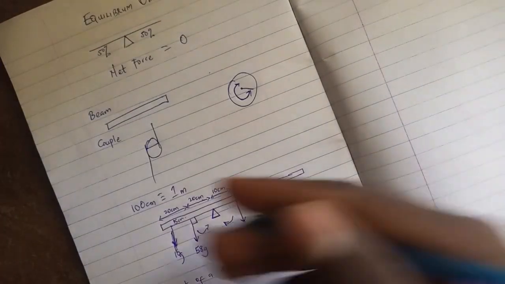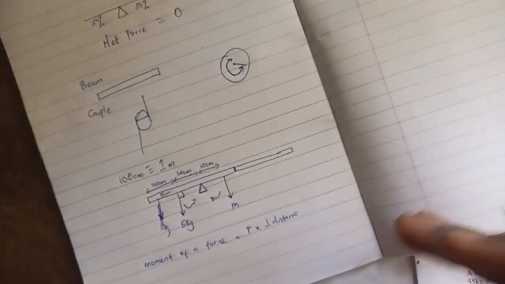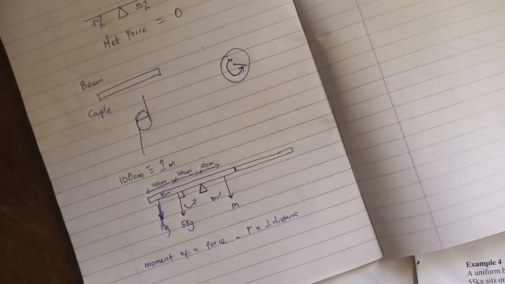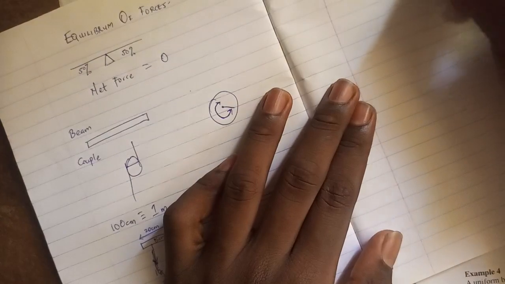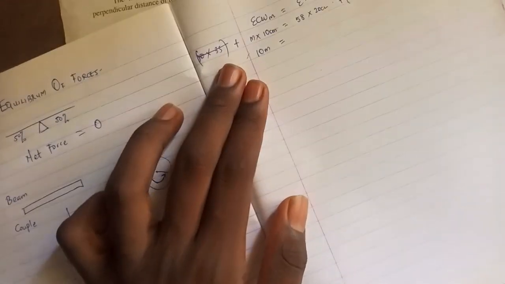So you understand? And if there are more forces, you do the same thing, because like we said, summation is just like addition of all the forces combined. So we are calculating the addition of all the moments and we are equating it together. That means both of them are equal. So let's disregard this and let's continue. 10m equals what? 58 times 20.